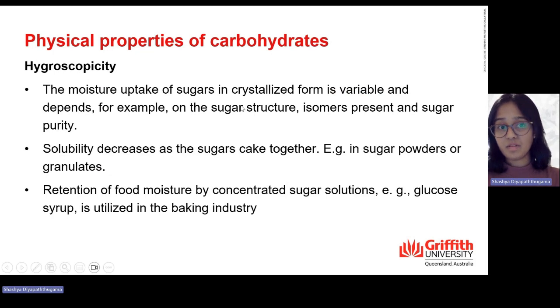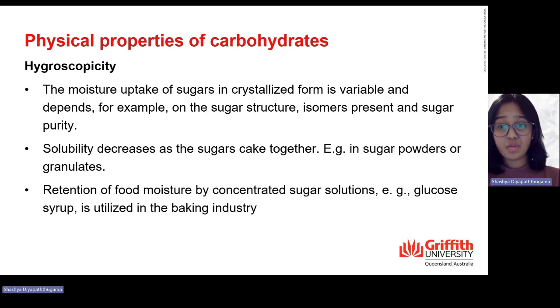The next physical property we look at is the hygroscopicity. Hygroscopic nature is the ability of these sugar molecules to uptake water and retain the moisture. So this also varies with several factors like the structure of the sugars, the isomers they have, and the sugar purity. Isomers is a term that you already know. Isomers have identical molecular formula, but they have different arrangement of atoms. For example, glucose, fructose, galactose, they have the same molecular formula, C6H12O6, but the arrangement of atoms is different. So those are the isomers.